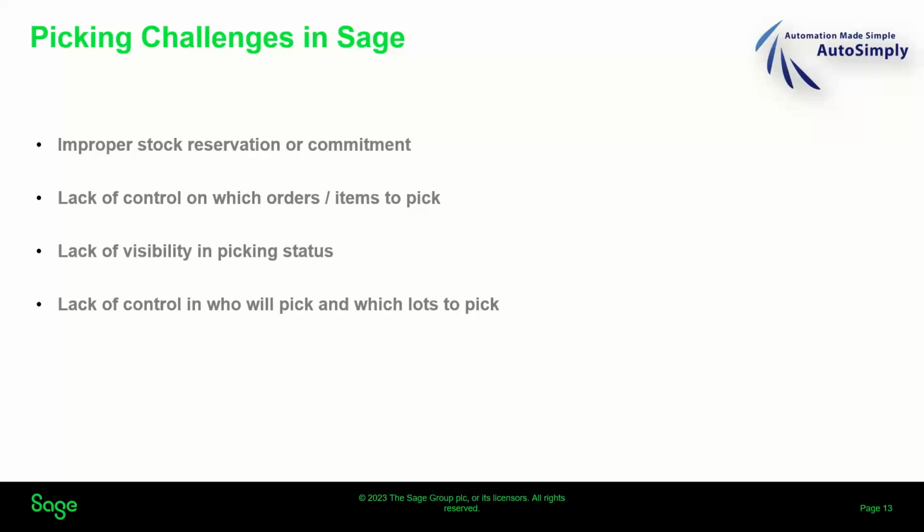So when you post the SO shipment in Sage, it's already after the fact, and it would normally be 100% of the items already shipped. So there's no way to see if you're 50%, 70%, 80% picked already for those orders. And then lastly, there is really no control in Sage as to who will pick and which lots or serial numbers to pick. So Sage just allows us to post a shipment against the order. There's no control in between those two steps.